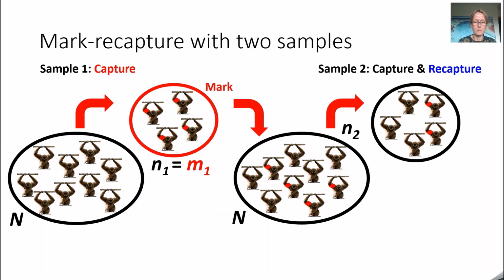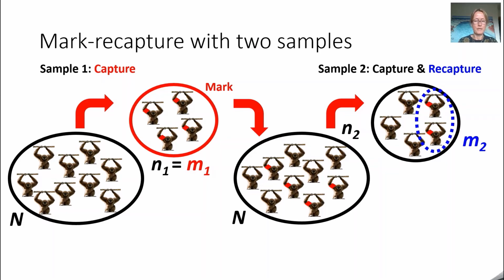So imagine now that we have a second detector which samples n2 animals. And some of these, m2, are the same that were detected by detector 1, and others are new animals. You can see now that marking animals detected by detector 1 allows us to identify which of these animals detected by detector 2 were also detected by detector 1.